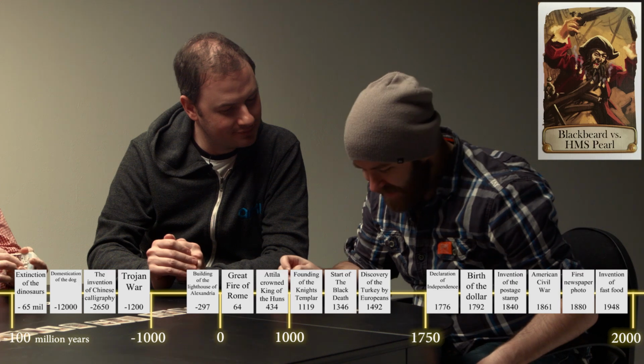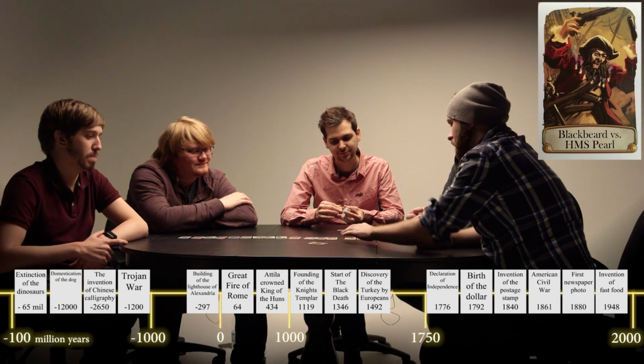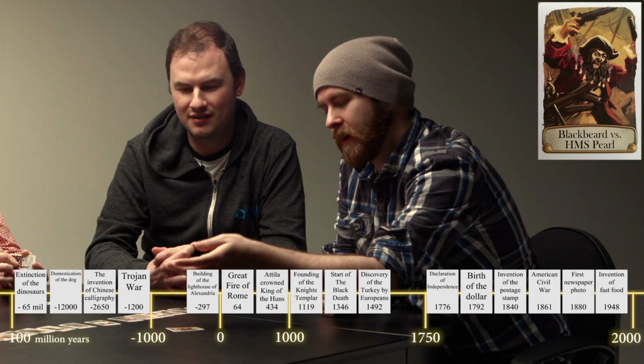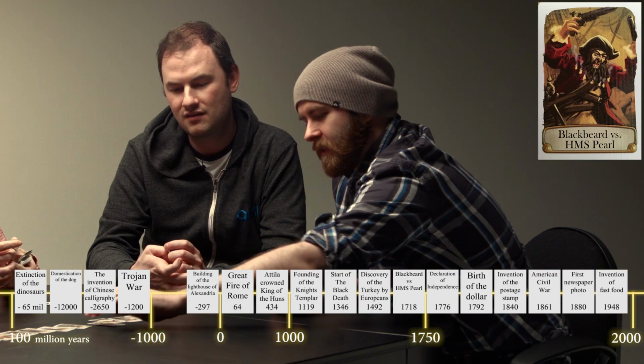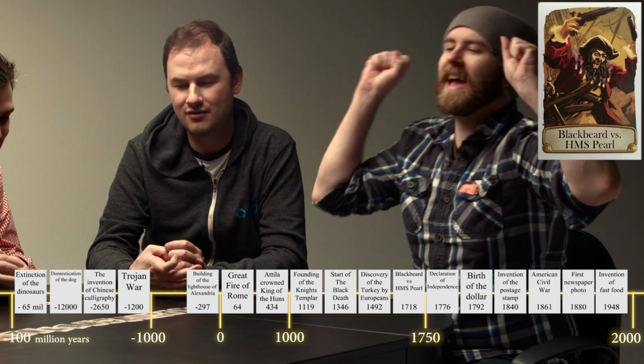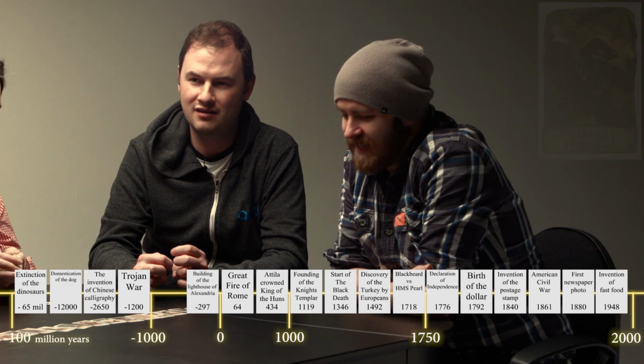I guess it was when Blackbeard was around. This is a tough one. This is a really tough one. I'm going to go, but you want to get a big gap because of chances. Well, you're going pre-Buck and post-Turkey. 1718. 1718 is correct. Yeah, matey.